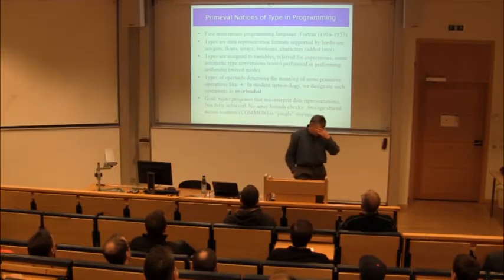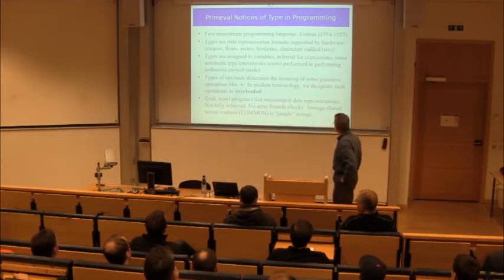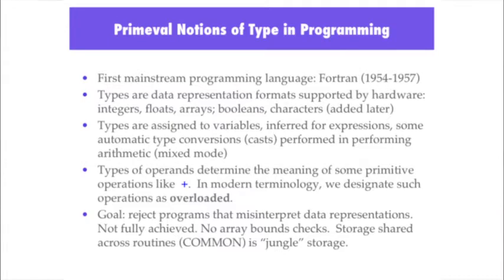Okay, so if we look at the beginning of the origins of type in programming languages, we could actually start with the first mainstream programming language, the first one that was actually commercially successful and really widely used, and that was Fortran, developed under the leadership of John Backus at IBM San Jose between 54 and 57.